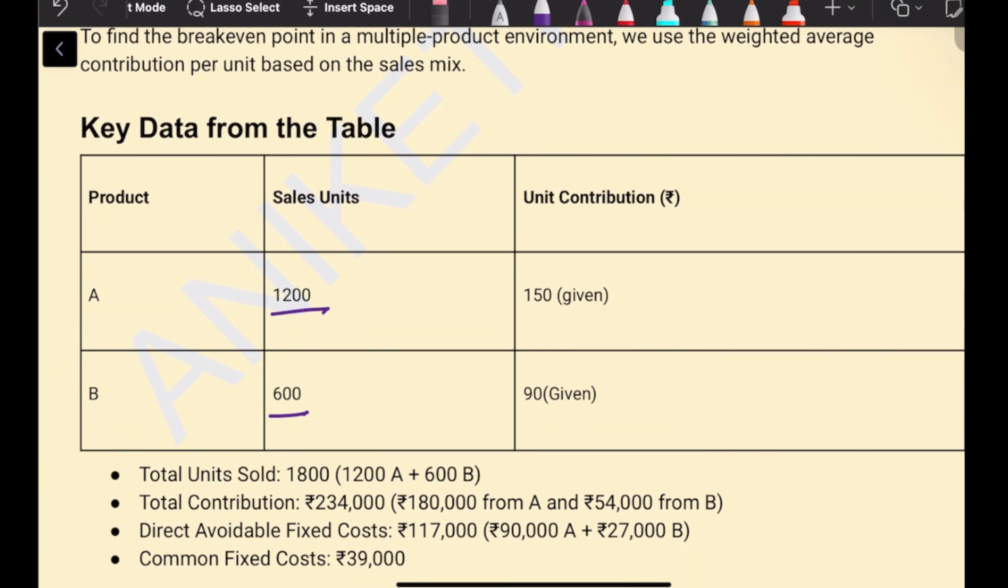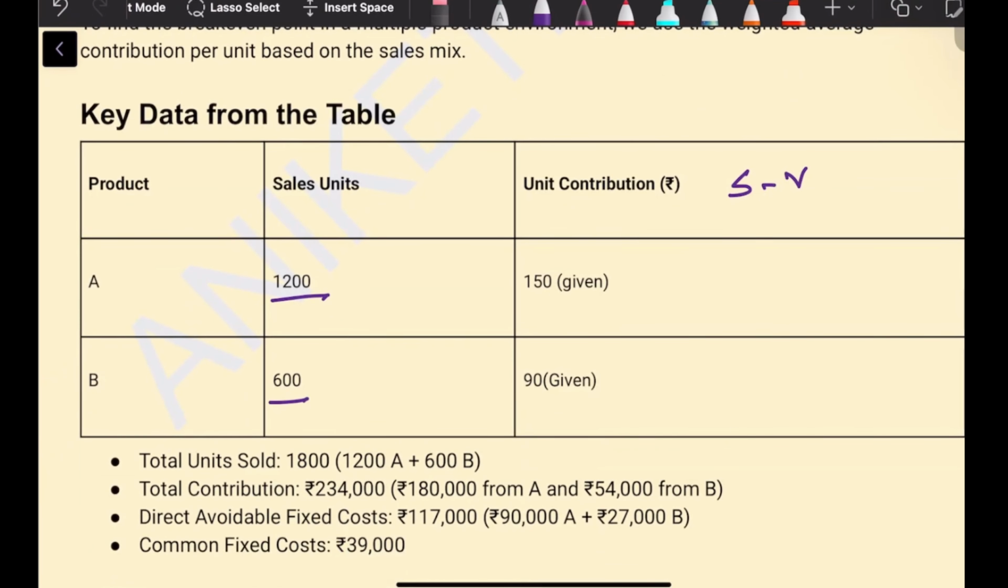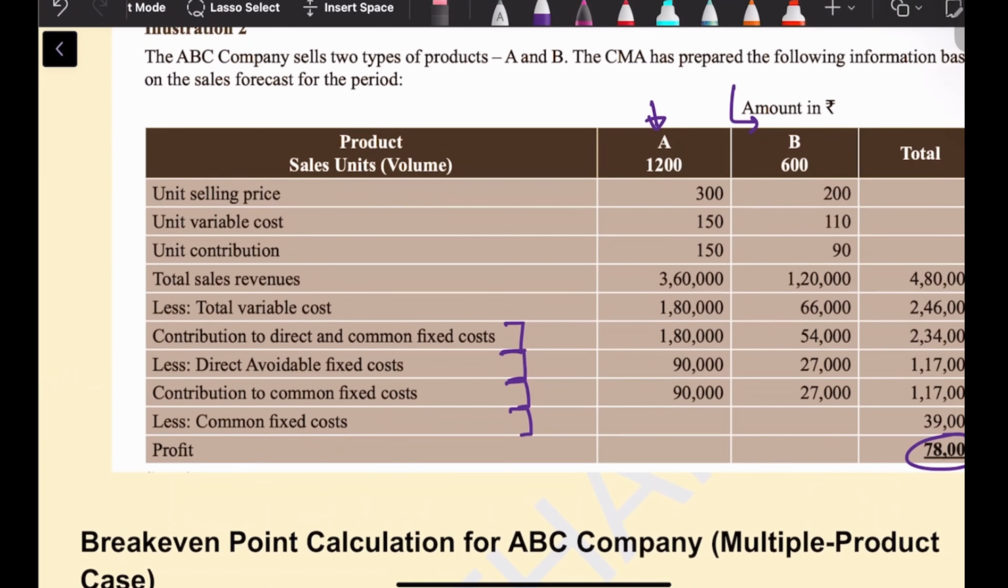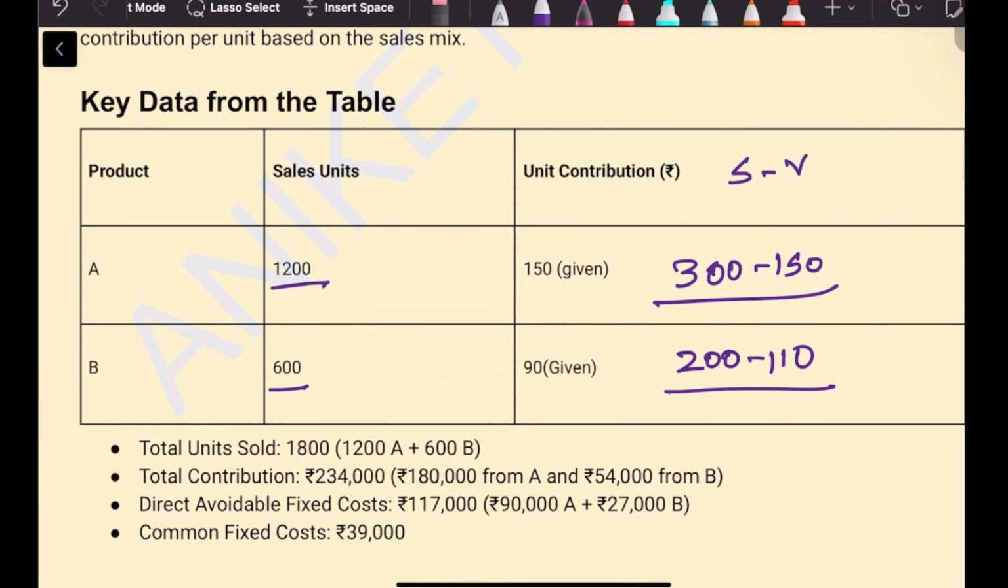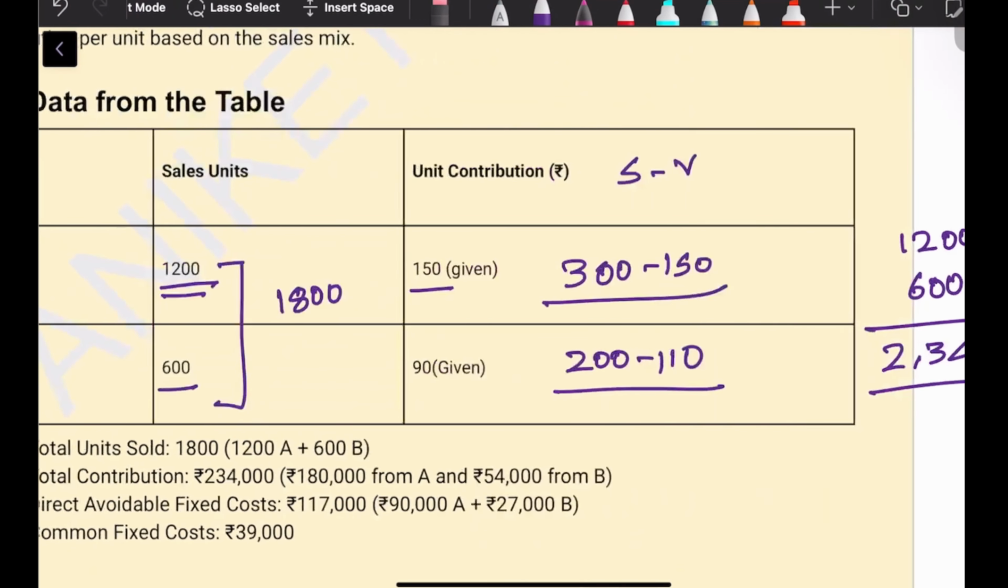Then what is the contribution? Sales minus variable cost, but it is already given: 300 minus 150, 150 is given, in the case of A, and in the case of B it is 200 minus 110. How many units are sold? Totally 1800 units are sold, 1200 of A and 600 of B. What is the total contribution? I know the unit contribution and I know the units. So my total contribution is going to be 1200 into 150 for A, then 600 into 90 for B. So this is 2,34,000 total contribution.